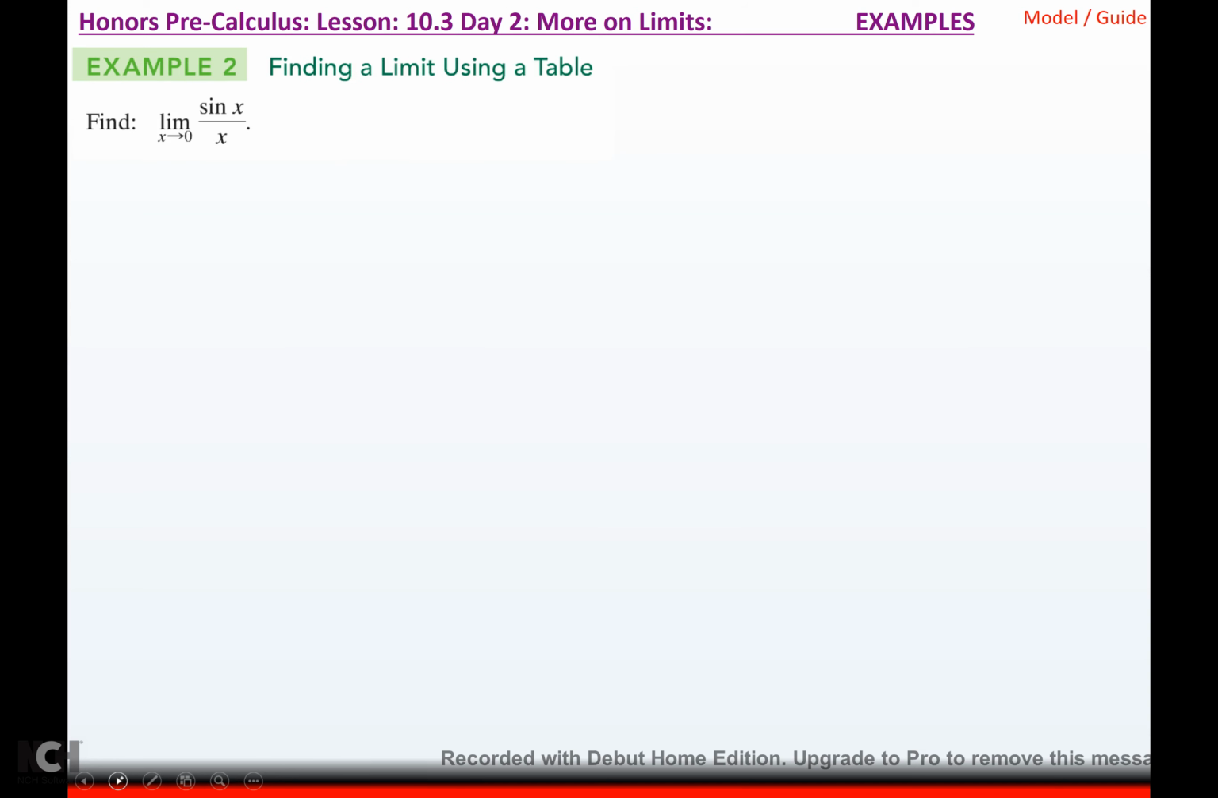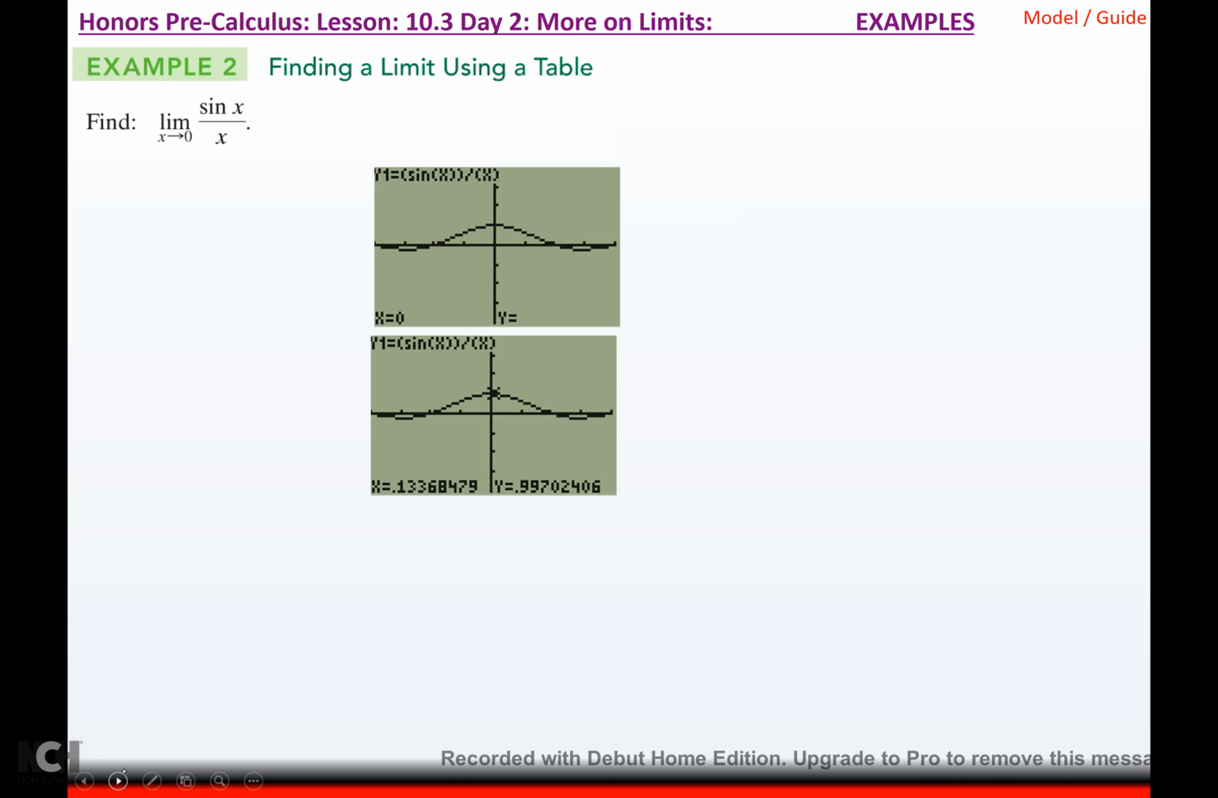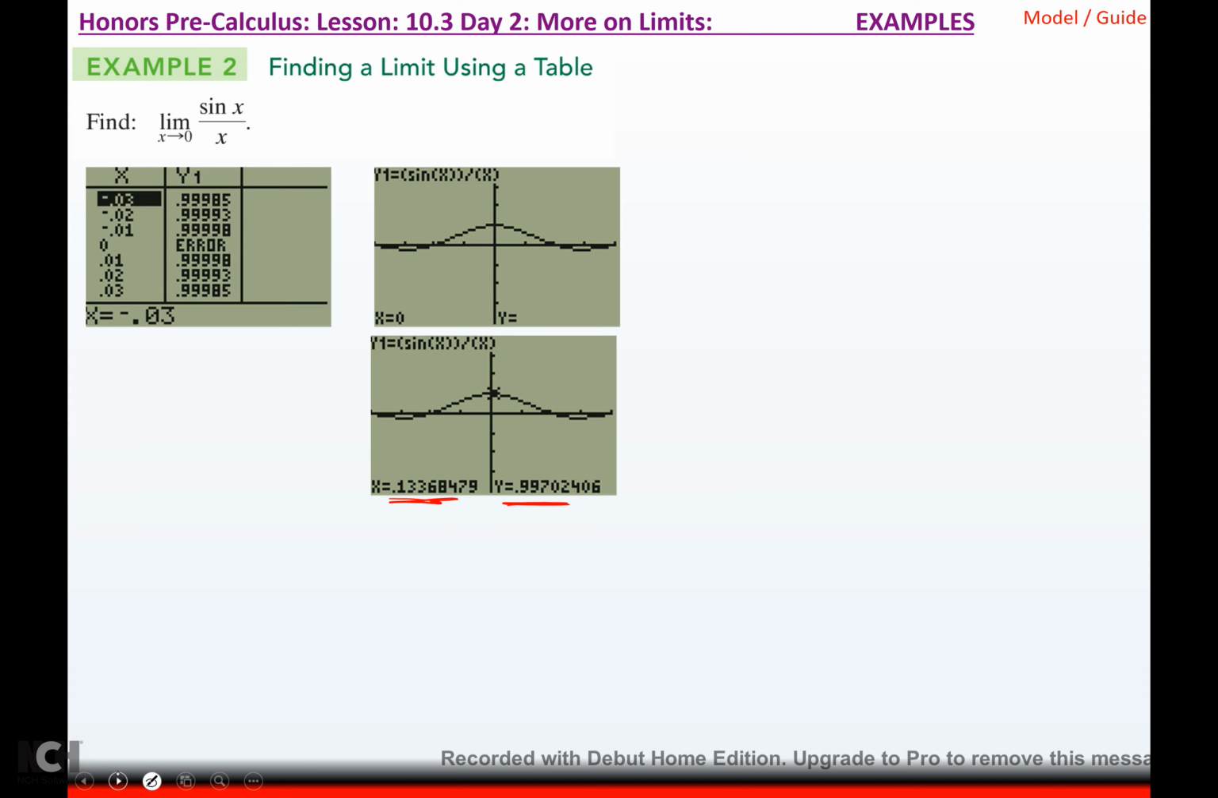Alright, so if we look at this one, if I graph it, I got this graph, and then I traced it and tried to get as close to 0 as I could, and it looked like it's getting really close to 1. If I look at the table, as I approach, of course 0 is going to be my error, but as I approach, 0.99999 is really close to 1. Approaching from this way, 0.99999 is really close to 1, so we say that the limit is 1. Okay?